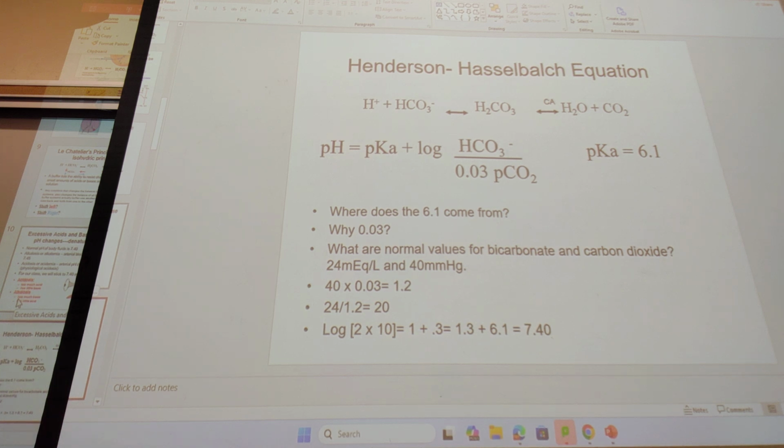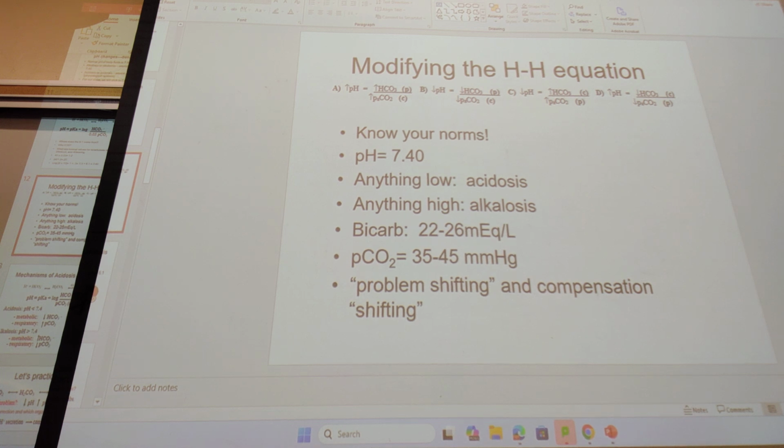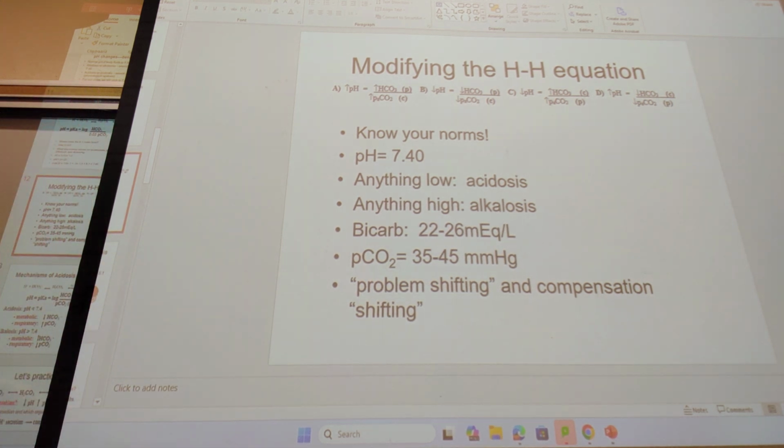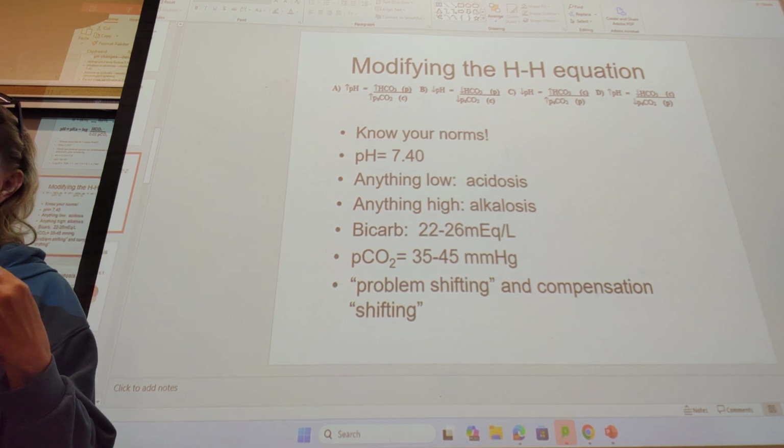So then if I take the log of this and I also take our pKa, it comes out, isn't this beautiful, to 7.40, our normal body pH. I think you need a break, and when we come back, we're going to apply this pH equation, but without the scary numbers, without the log, without the 6.1, just the bicarbonate in the numerator and the CO2 in the denominator. That's it. We're just going to talk about it. But you do need to know your normal values before we have that next part of our lecture. I'll see you in a bit.